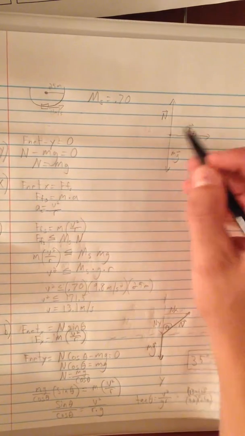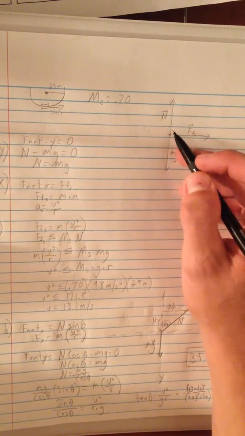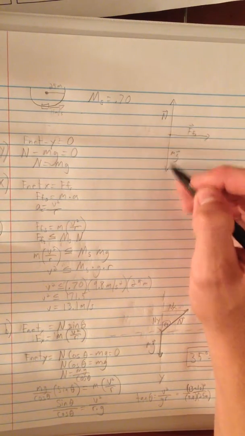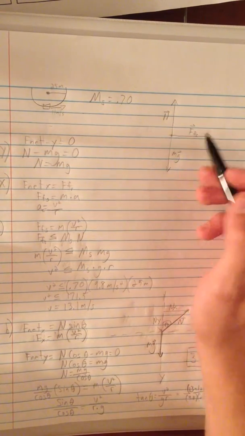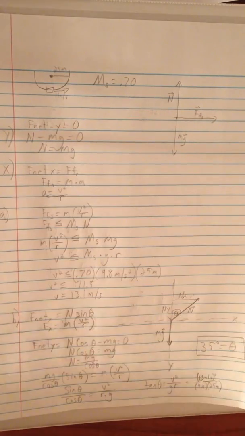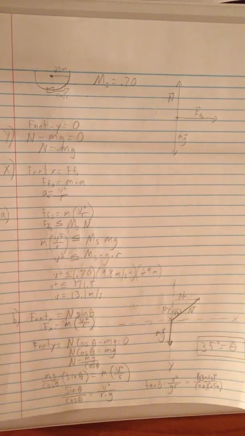We know here that the normal force is going to be pointing straight up, and the gravitational force will be pointing straight down, and we know this frictional force right here will be pointing to the side because it's pointing towards the center of the turn.